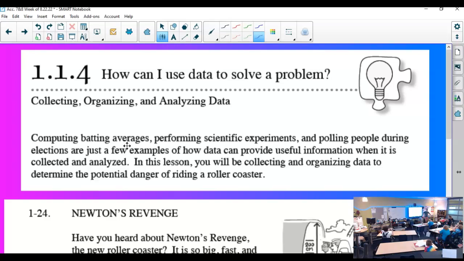Anyone know what Newton is really famous for? Newton's laws. Well, there's not just one. There are three main laws of forces, right? Not just gravity, but of forces. So Newton is often talked about when we talk about roller coasters.